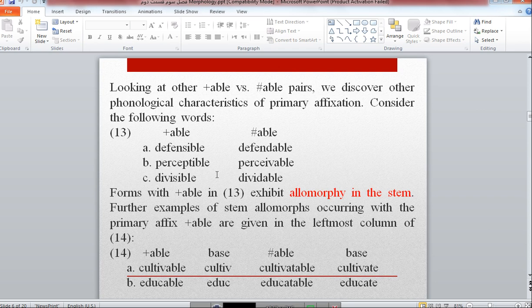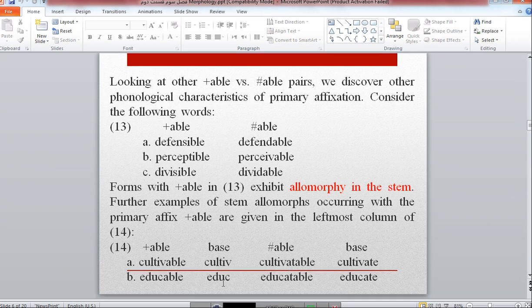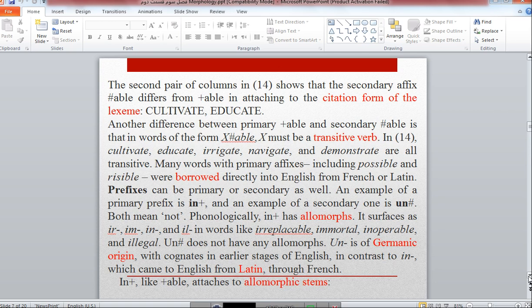The fact that able can be spelled ible is unimportant here. Further examples of stem allomorphs occurring with the primary affix able are given in the leftmost column in this example again. Cultivate: the base form is cultive, and with the secondary affix able, cultivatable. The base form is cultivate, you see. Educable, educatable, educate. You see here, and the other examples. For example, navigable, navigatable, navigate.